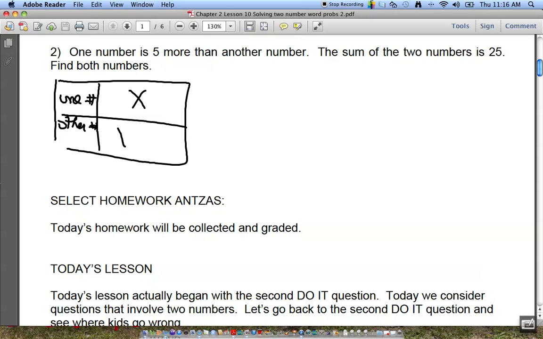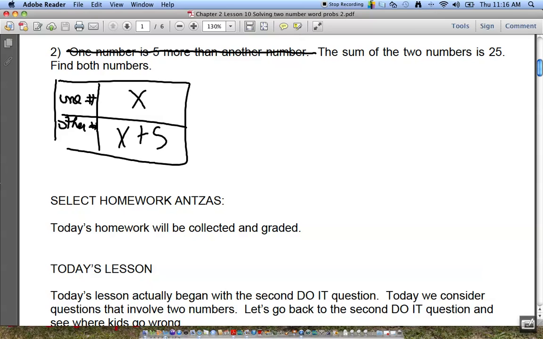Addition. So it's 5 more than the other number. So I can cross that out. I've used up all of that information. Okay? Well, the great thing about this cross-out practice or habit is now I just read what's left. The sum of the two numbers is 25.